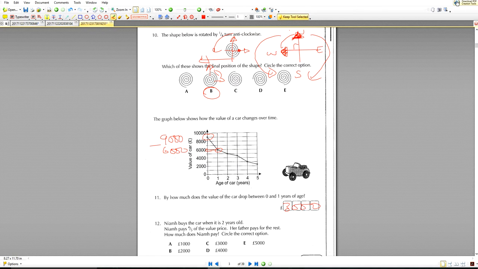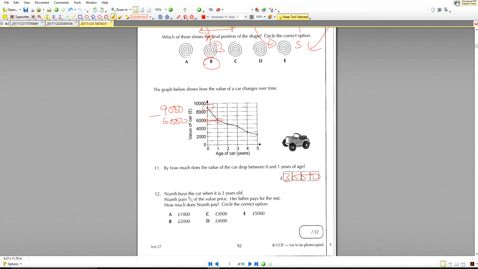Okay, right, let's have a look at number 12. Naima buys the car when it is 2 years old. So at 2 years old, the car was worth £5,000. Naima pays 4/5 of the price. So she pays 4/5 of this. Her father pays for the rest. How much does Naima pay? Circle the correct option. So we've got to work out 4/5 of 5,000 for number 12.